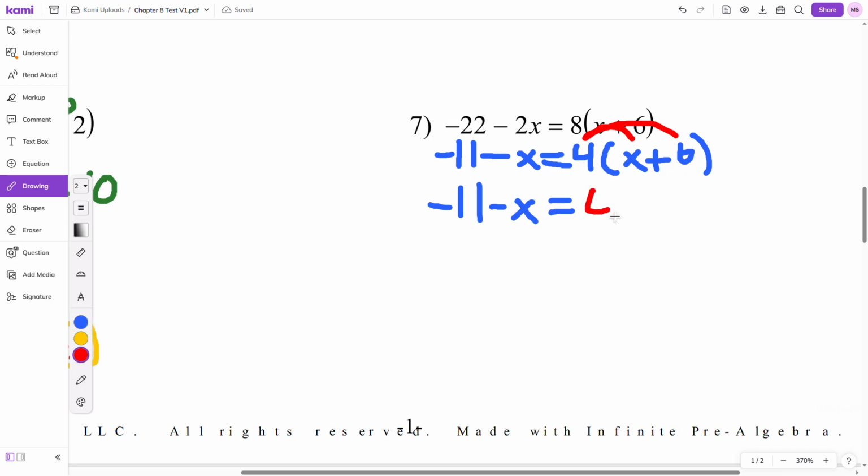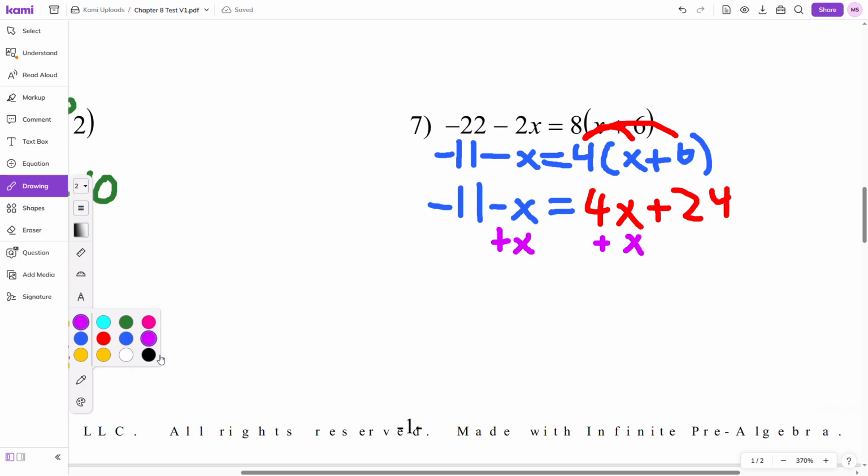and then 4 times x is 4x, and 4 times 6 is 24. And then that, in turn, I can add x to both sides. Let's just do that. I'll show you what to do next. It's better not to do too much at once sometimes. Sometimes it's just better to do one thing at a time so you can get a clearer picture of what you're looking at. And that's how you avoid mistakes too. It's just being thorough.